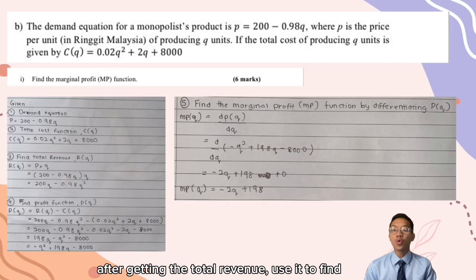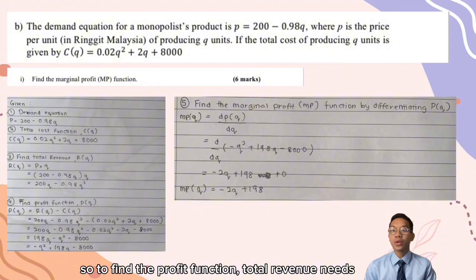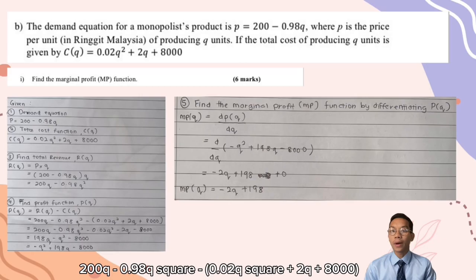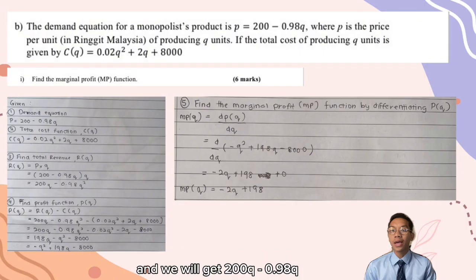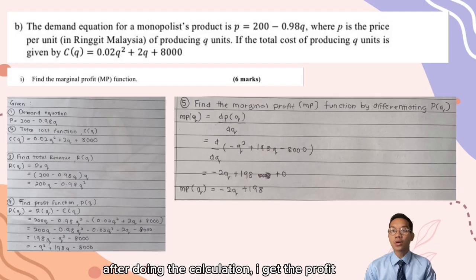After getting the total revenue, use it to find the profit function, which is P(Q). To find the profit function, total cost needs to be subtracted from total revenue. So we need to solve 200Q minus 0.98Q squared minus, in brackets, 0.02Q squared plus 2Q plus 8,000. Expand the brackets and we will get 200Q minus 0.98Q squared minus 0.02Q squared minus 2Q minus 8,000. Solve it and rearrange the equation. After doing the calculation, I get the profit function is negative Q squared plus 198Q minus 8,000.